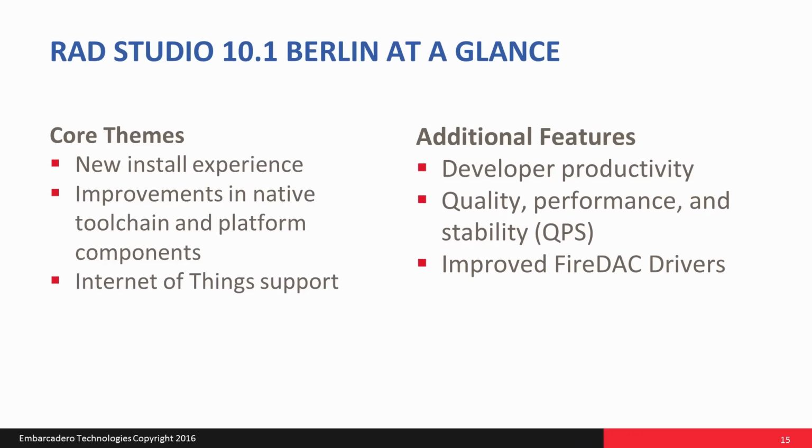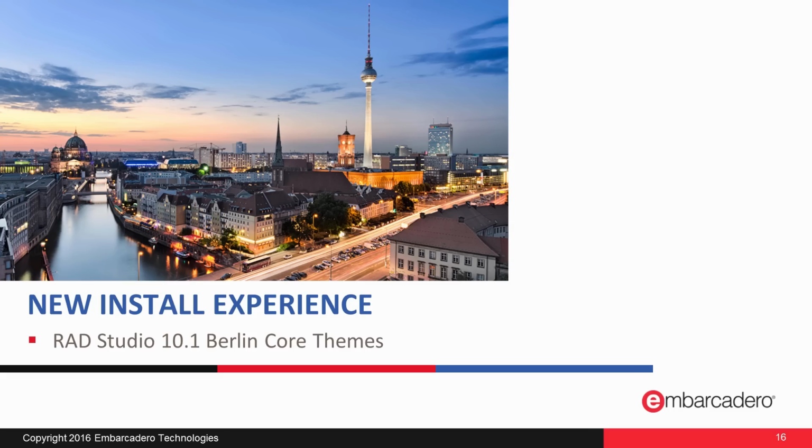So what's in 10.1 Berlin in terms of new features? We have a couple of core themes. The new install experience is certainly the most visible and relevant. We have many significant improvements throughout the entire native tool chains. We have improvements in the compilers, language, RTL, DCL, FireMonkey. That's quite a lot of things new in FireMonkey. We have Internet of Things support with new components and new capabilities that have been added to the product to simplify the development of applications that interact with devices. And we have significant additional features, from improvements in developer productivity to enhancements in quality, performance, and the product stability overall. And specifically around the improvements, we wanted to mention the new updated drivers for FireDAC for a significant number of enterprise databases.